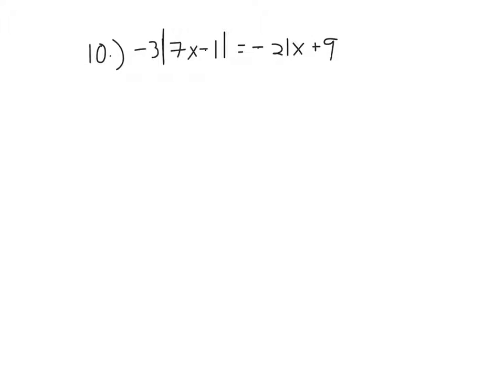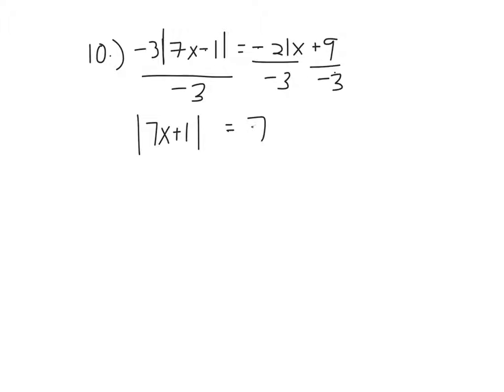Okay, so this question goes over question 10 on your homework. If I'm solving for x, first of all, I need to get the absolute value by itself. To do that, I need to divide everything in the equation by -3, giving me that the absolute value of 7x plus 1 is equal to positive 7x minus 3.